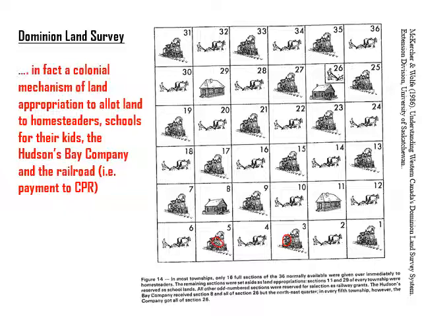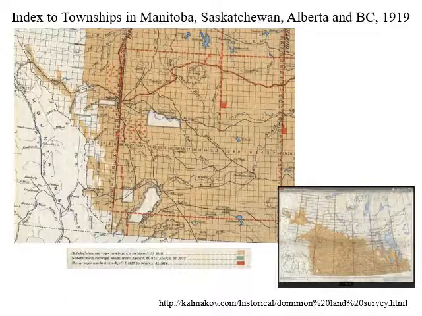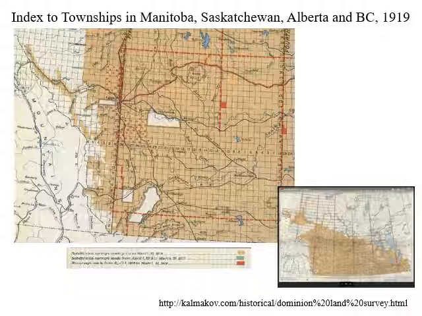But the lots that went to the Hudson Bay Company and the railroad were usually kind of the poorest quality of lands. So here we see a zoom in of the index map from 1919, of the index of the townships Manitoba, Saskatchewan, Alberta, and BC. And this particular map shows you the region around Lethbridge. So Lethbridge is around here.